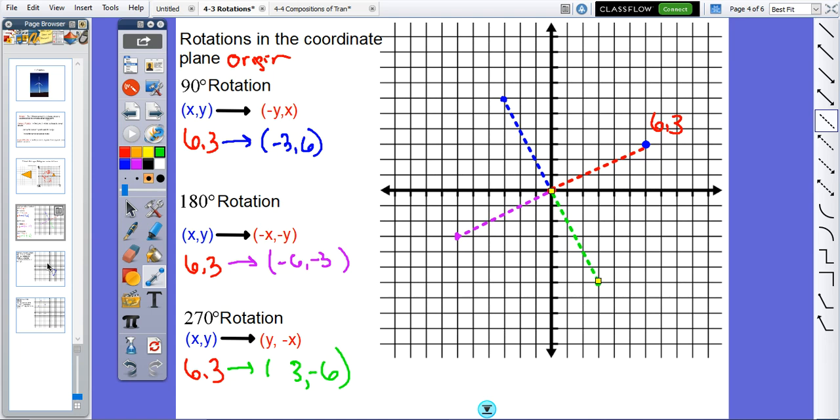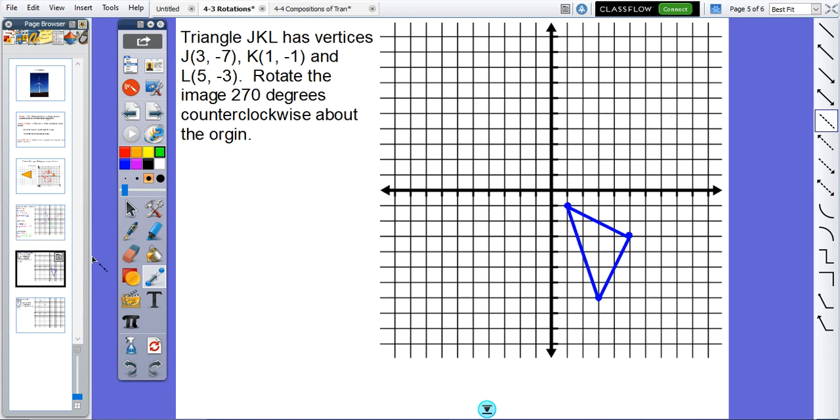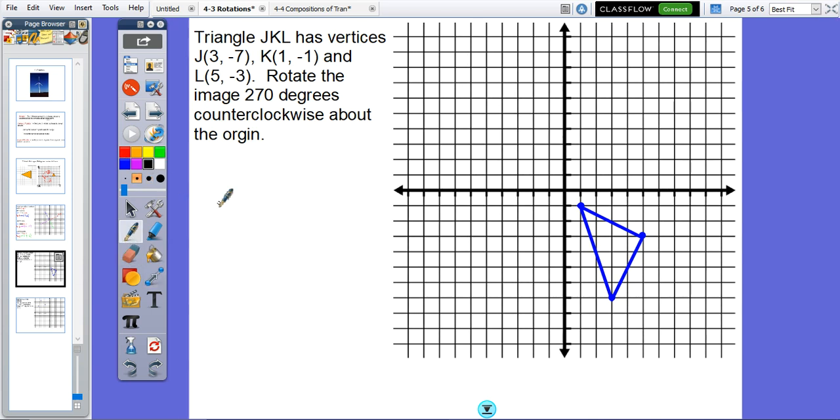Now, we got 2 examples here that we're going to discuss. So let's look at this. So what happens when you rotate about the origin? So these are our coordinates right here that we're going to practice with. So we have J, which is at 3, negative 7, K, which is at 1, negative 1, and L, which is at 5, negative 3.